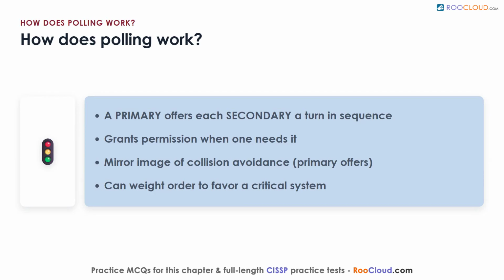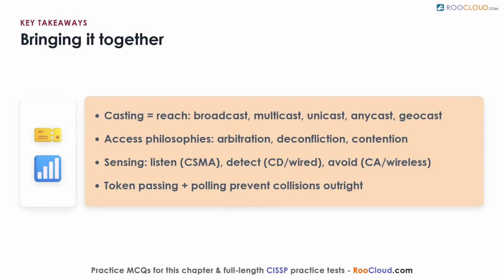It can even weight the order to give a critical system more frequent turns. Picture a teacher going around the room, calling on each student in turn, and circling back to a key student more often. So let's bring it together.